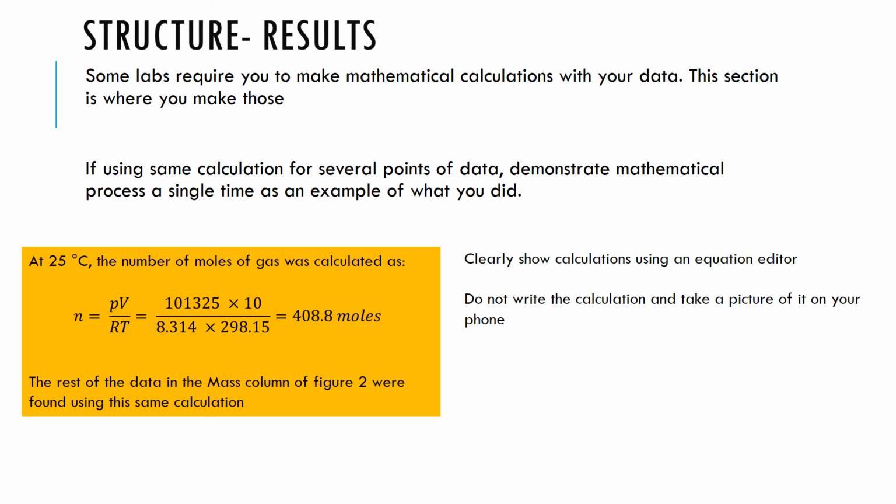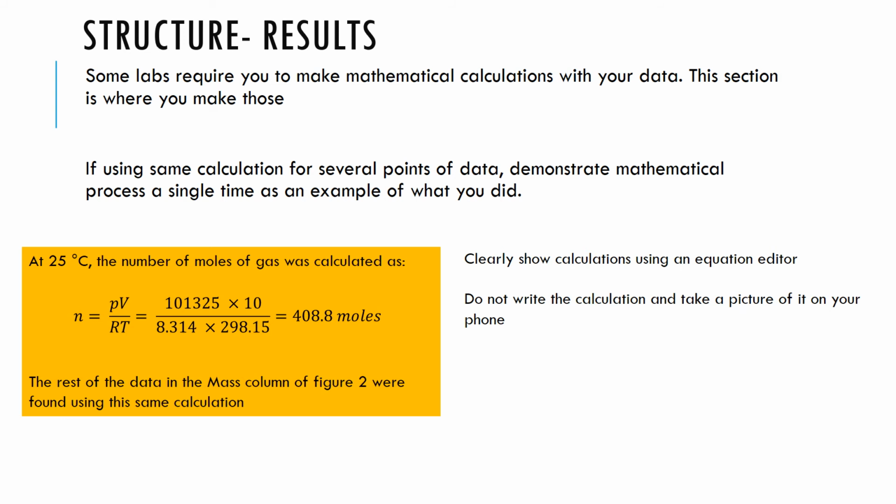Now, some laboratories require you to make mathematical calculations with your data, particularly some of the phys-chem laboratories. An important point here is that if you're using the same calculation for several points of data, then just demonstrate the mathematical process a single time as an example of what you did. So if you're conducting a calculation using several data points, don't show me the calculation for every single data point. You only need to demonstrate that you can do it with one, and then you can include the rest of the data in a table or in a graph.